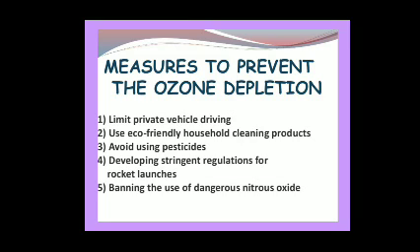So the preventing methods are: limit private vehicle driving, use eco-friendly household cleaning products, avoid using pesticides, develop strict regulations for rocket launching, banning the use of dangerous nitrous oxides. These are control methods of ozone layer depletion. Ozone depletion is prevented by reducing the use of CFCs.